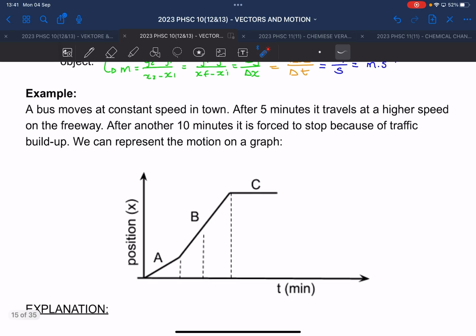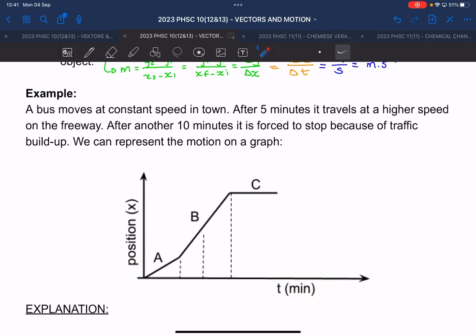It says there, a bus moves at a constant speed in town. After 5 minutes, it travels at a higher speed, so it goes faster on the freeway. After another 10 minutes, it is forced to stop because of traffic. We can represent the motion on the graph as follows. So here you see we have position versus time. Here the time is in minutes.